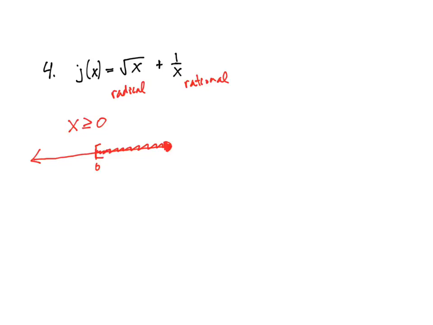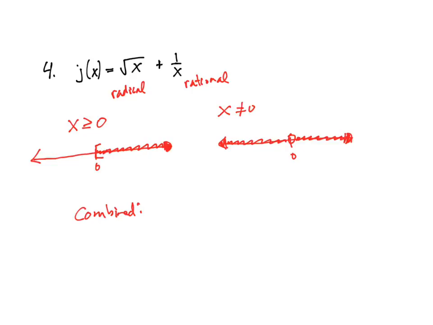For the rational portion, 1 over x, we take the denominator and we say that the denominator cannot equal 0. So looking at a number line, everything except for 0 gets shaded here. So what we see is when we combine these, we want to know where do these shaded portions overlap.